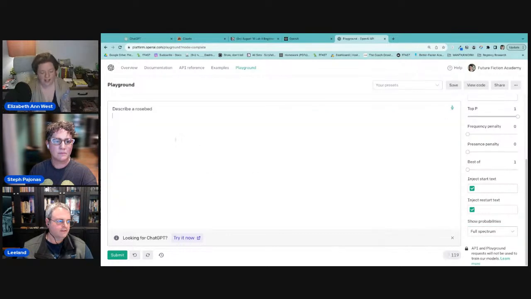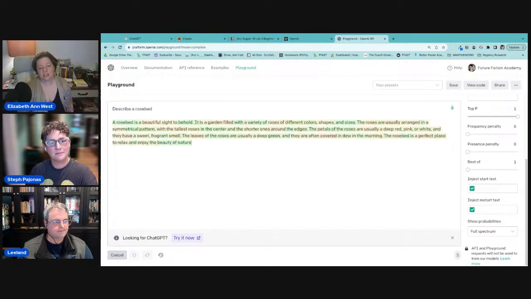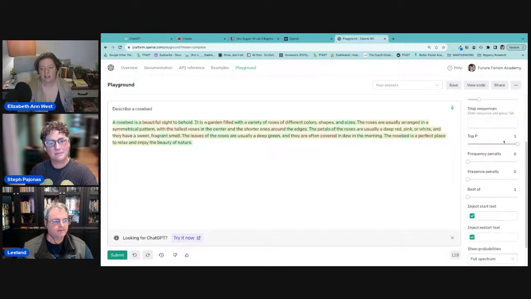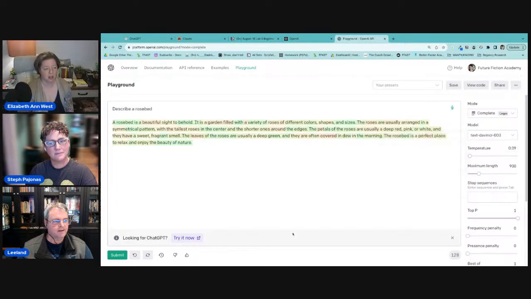Try it again. I'll run it again. Now I deleted what I had on purpose, because it has a context window. If I left that in there, it would be part of the prompting that would skew its response; it would take that into consideration. So now we see some different colors here. Again, my temperature is still like 0.09.